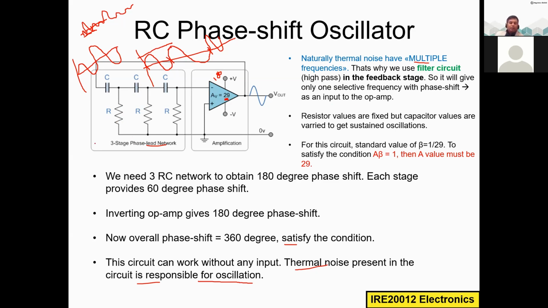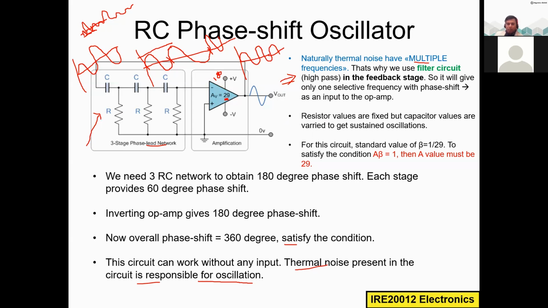So what it means is, it generates some kind of thermal noise. Thermal noise has multiple frequency components, but this will filter them out and give only one constant frequency and constant amplitude at the output with 180-degree phase shift. So this is the meaning of this. Okay, so it will select only one frequency and apply it to this operational amplifier. Then the operational amplifier will do the amplification and give the output here.